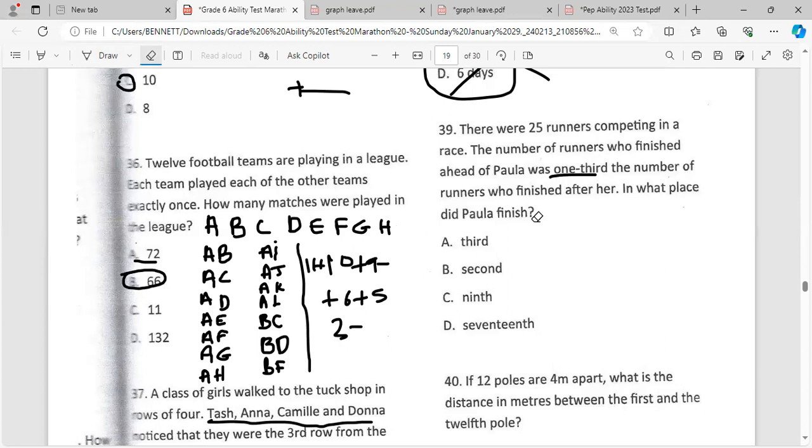There were 25 runners competing in a race. The number of runners who finished ahead of Paula was 1/3 the number who finished after her. Oh yeah, I understand the question now, guys. So they are not saying that she finished 1/3. They are saying that the number of runners who finished ahead of her was 1/3 of the runners who finished behind her. So those who finished behind her, when you find 1/3, that's the position she finished.